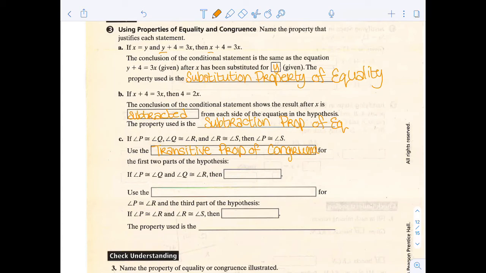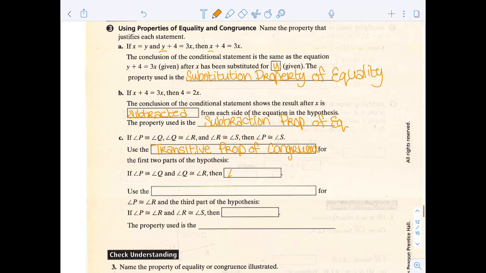for the first two parts of the hypothesis. If angle P is congruent to angle Q, and angle Q is congruent to angle R, then angle P is congruent to angle R. Use the transitive property again for angle P is congruent to angle R, and the third part of the hypothesis. If angle P is congruent to angle R and angle R is congruent to angle S, then angle P is congruent to angle S. The property used is the transitive property of congruence.